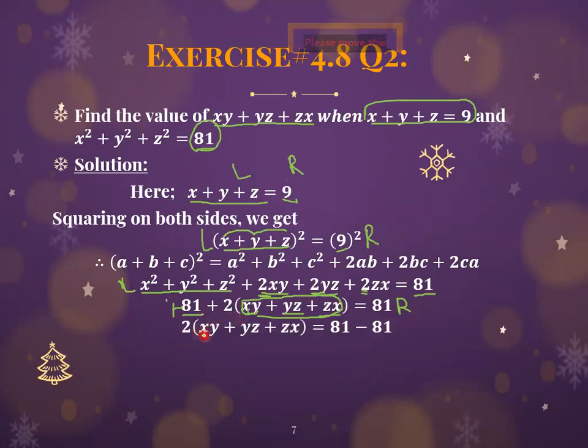What will be left? 2 bracket xy plus yz plus zx bracket close is equal to this 81, and this plus 81, so this here becomes minus 81. Okay, now plus and minus will cancel each other, same terms and different signs. So you will be left with 0. Okay, the answer will be 0, but it is equal to this whole term, and you require only this xy plus yz plus zx, meaning you have to find out only this term.